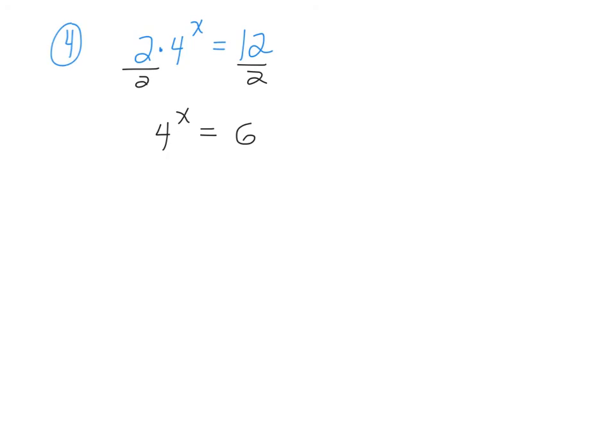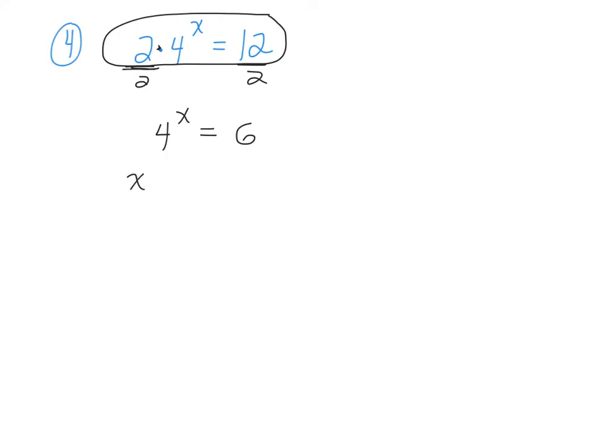If you were to go back up here and take the log of each side, well then, because we have a product here, you would have to do the log of 2 plus the log of 4 to the x, which is making it more complicated. So always look to divide over a number in front that's being multiplied, as your first step. And then from there we can take the log of each side.